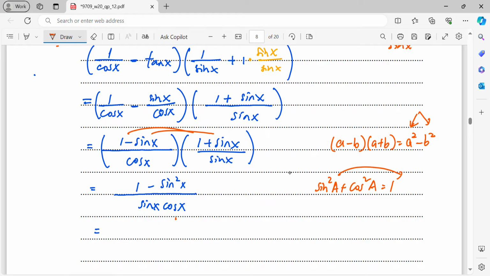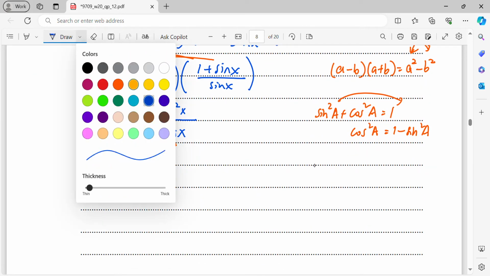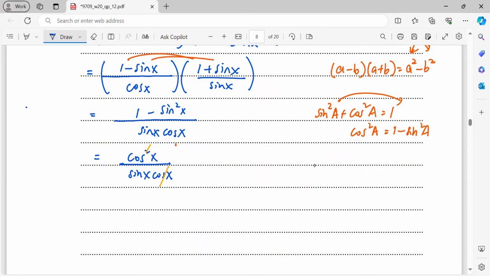So from here, I know that cos squared A is going to be 1 minus sine squared A. Therefore, for the numerator, you will be getting cos squared x. Then the denominator is sine x cos x. And now I can simplify. So cancel the cos x, the numerator is left with 1 cos x. So that means cos x over sine x is basically 1 over tangent x. Okay, so done for this question.